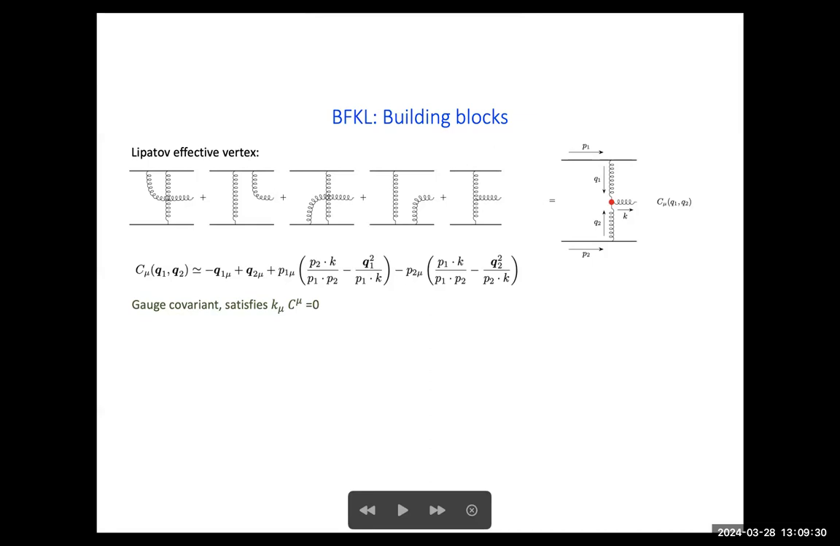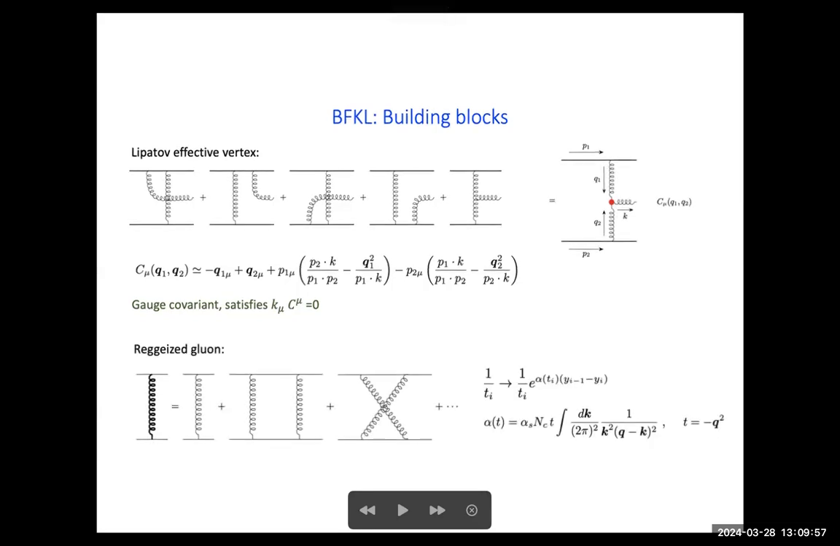So even though it's written as also proportional to u and p2, you can show that this can be rewritten in a way that only depends on the transverse momenta of these exchanged particles to construct the ladder. And the nice thing about this is that it's a gauge covariant object: k_u times c_u is 0. And so you can sum up all these possible contributions.